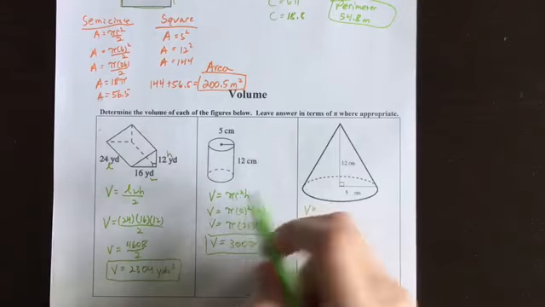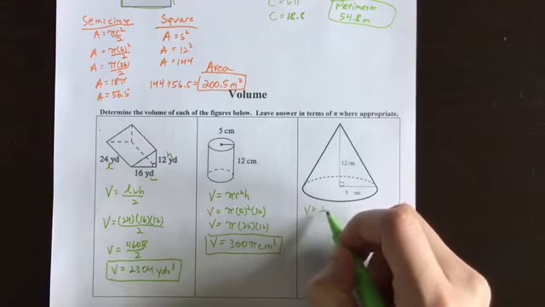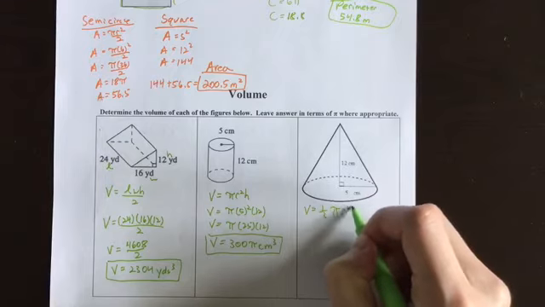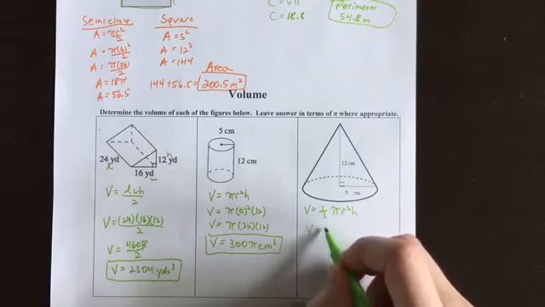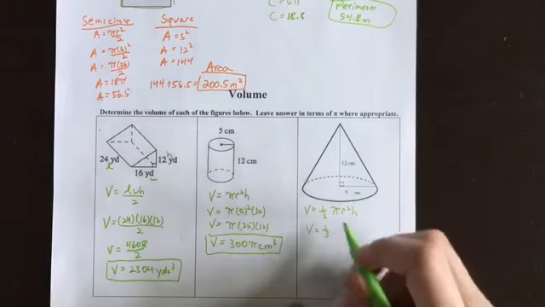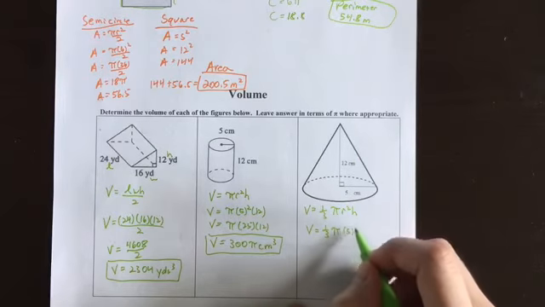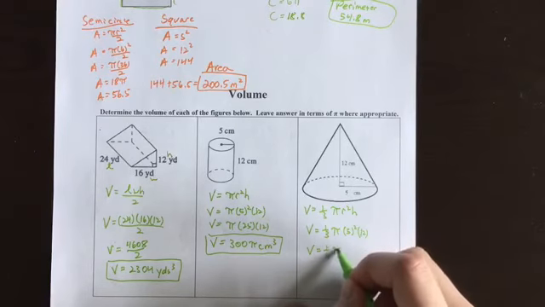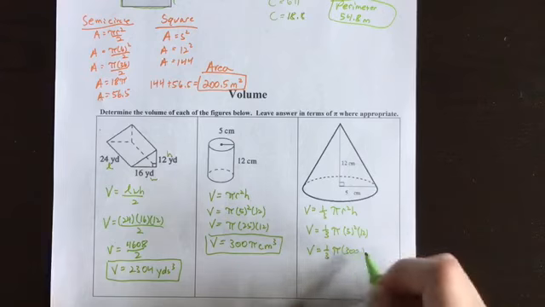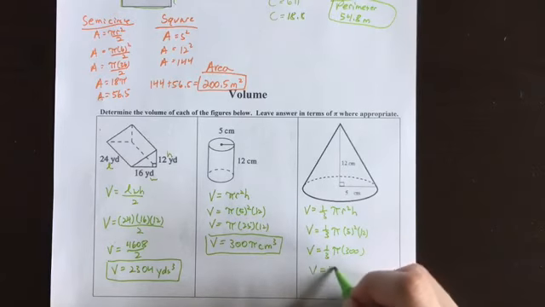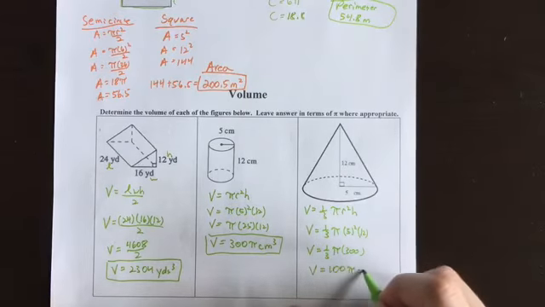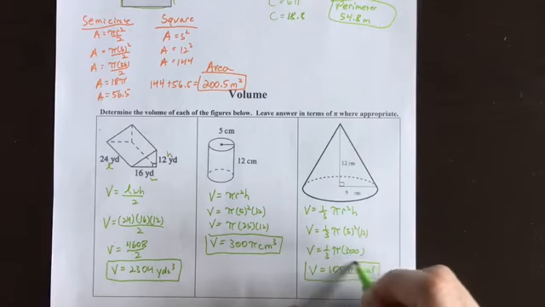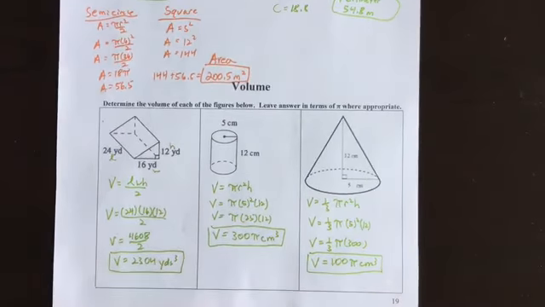Okay. Now our cone is the volume formula of the cylinder, but 1/3 of that, or divide by 3. So 1/3 pi r squared h. Oh, look, it has the same radius, same height, which is kind of cool. So that's going to be 1/3 pi times 300. Now 1/3 of 300 is 100. So that's going to be 100 pi centimeters cubed.